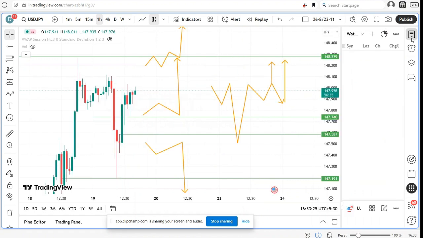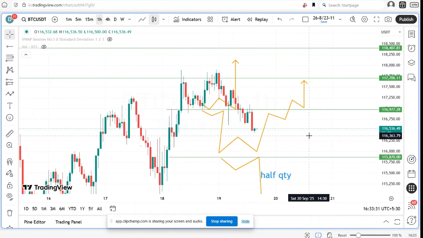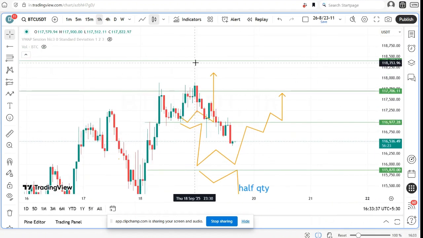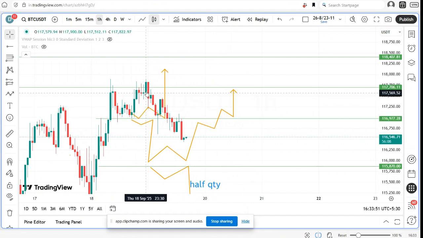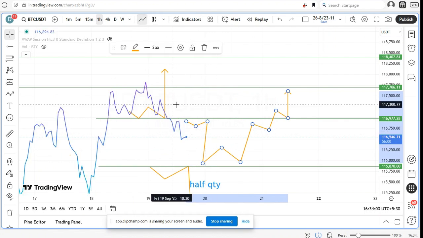Now we'll discuss what happened in Bitcoin. In Bitcoin, whatever I said exactly happened. I told you that this level may act as a support, and the first target will be this, and the second target will be this. It gave the first target, but then gave a huge retracement downwards, and now we'll let it happen. As I told you, above this level this is the first target, and once this level is crossed, then you can see this type of market structure, and it's happening right now. I told you you'll get a good idea from here.